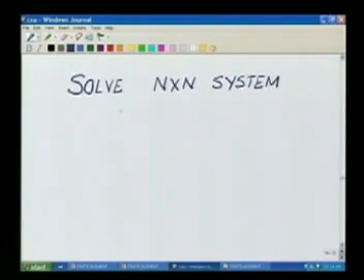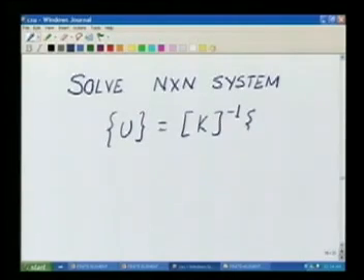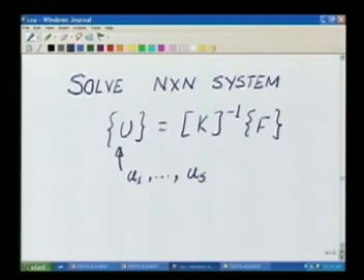For this, we have to use a solver such that we can obtain the vector u is equal to K inverse F. So now what do we have? Now we have these coefficients ui, u1 to, for our case, u5. These are obtained. Once I have these coefficients, then I know the finite element solution at every point in the domain.